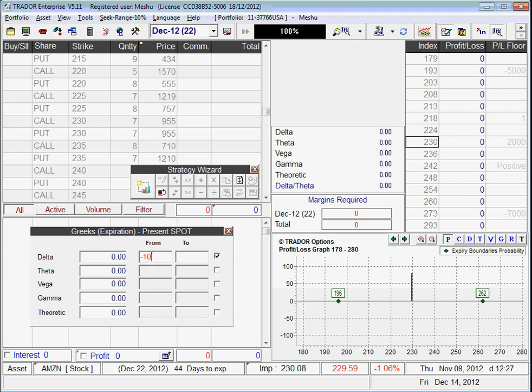I want a low risk delta, so I'll define a low minus 100 to high plus 100. In percentage value, it has to be divided by 100, so it's a minus 1% to plus 1% delta. On the theta, I'll type values from 0 to plus 99999, a positive theta value. And I'll activate the engine.